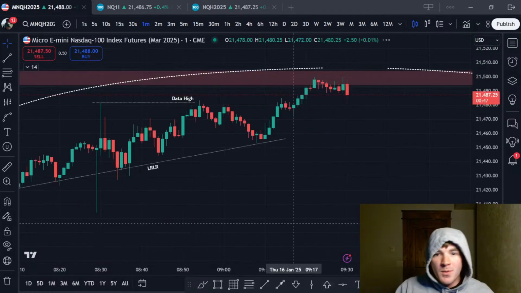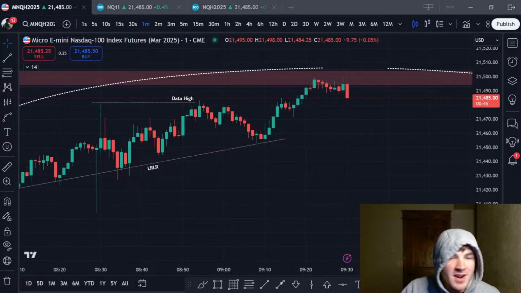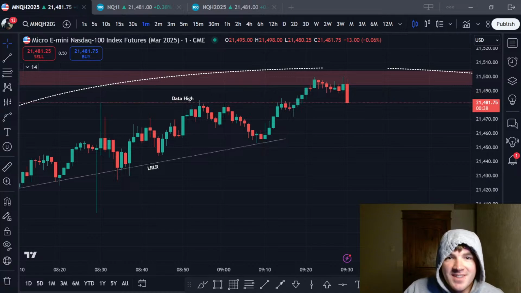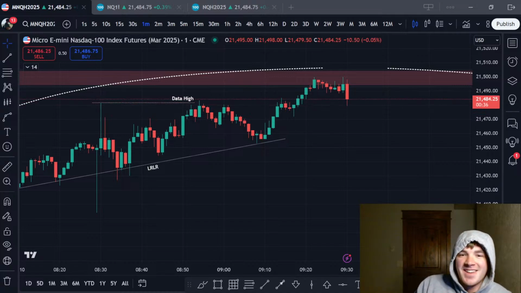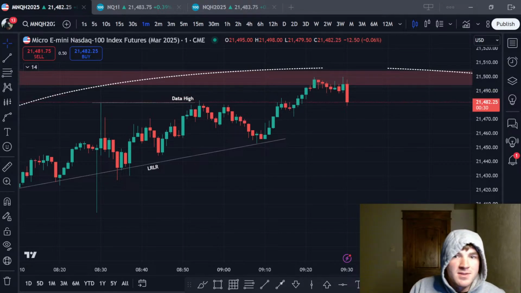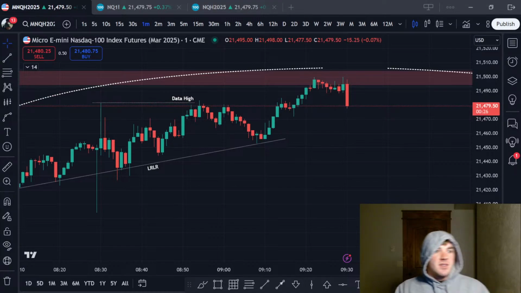Okay. Wait, which screen can you guys see? All right, you can see the main screen. Okay. So we are getting a reaction off of that area. Yeah, you can see the main screen, right?